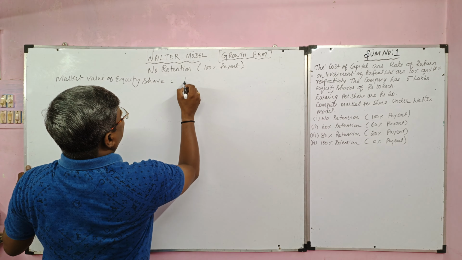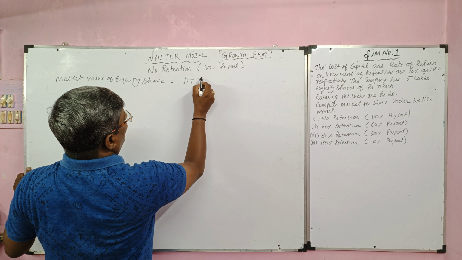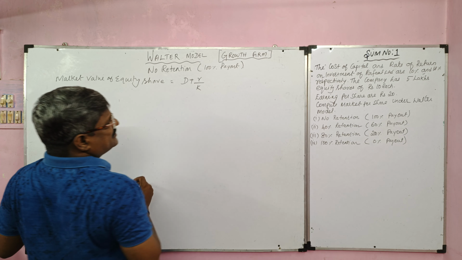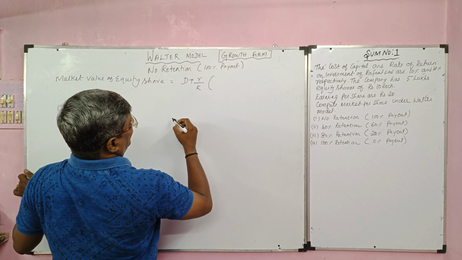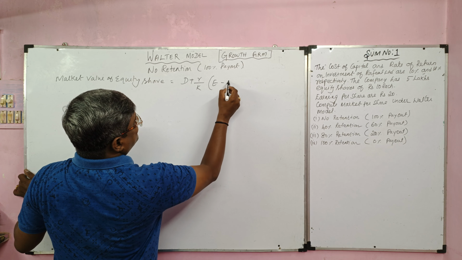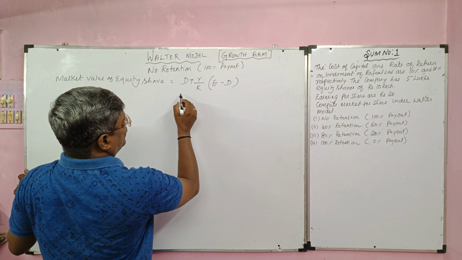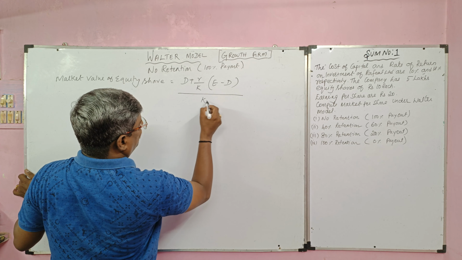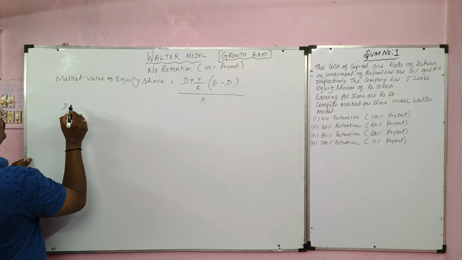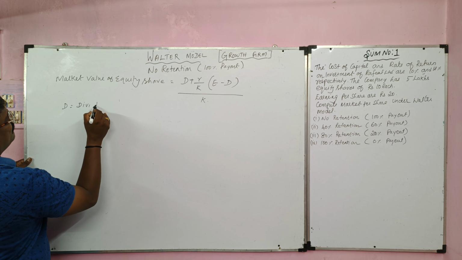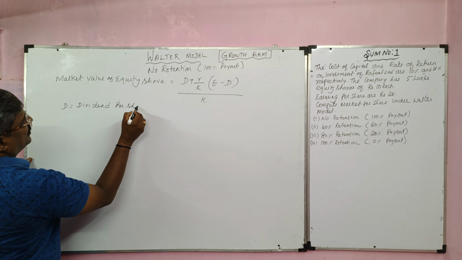Formula is D plus R divided by K, open the bracket, E minus D, divided by K. D means dividend. R means rate of return. K means cost of capital. E means earning per share. D means already we know dividend. I am writing one by one. D, which means dividend per share.